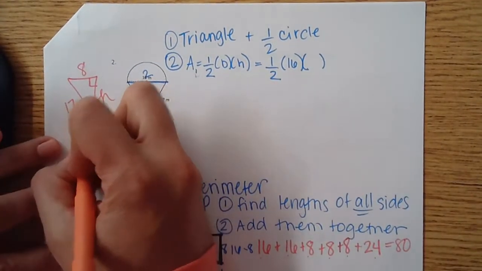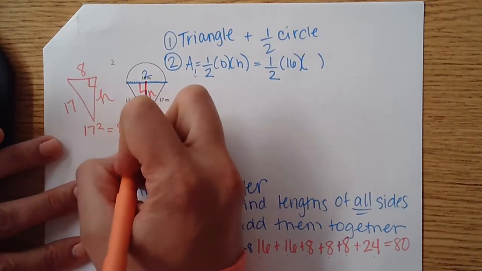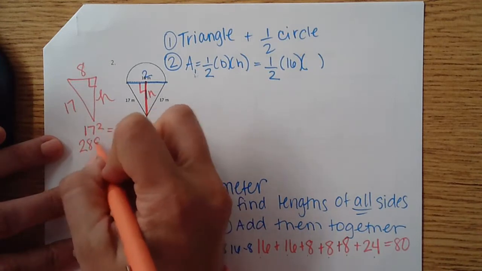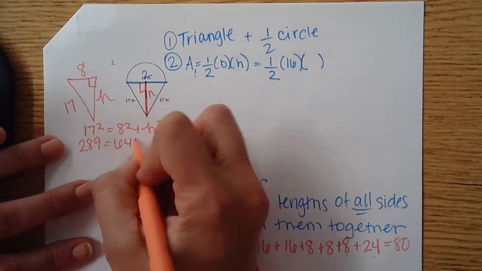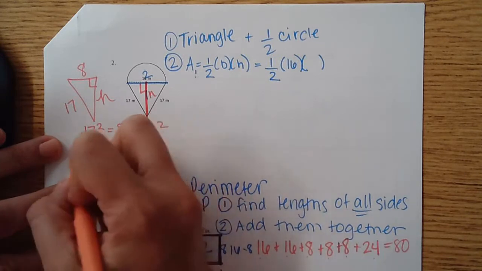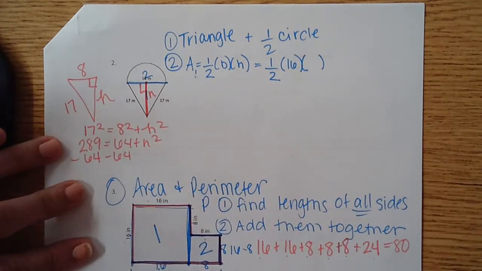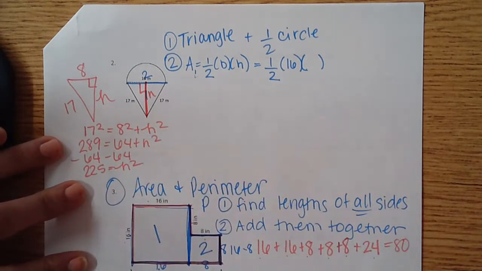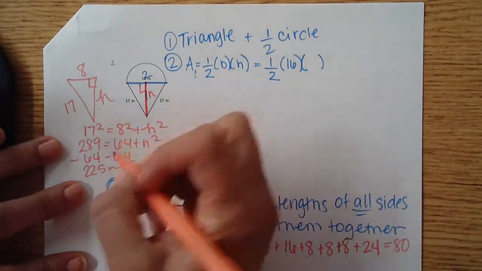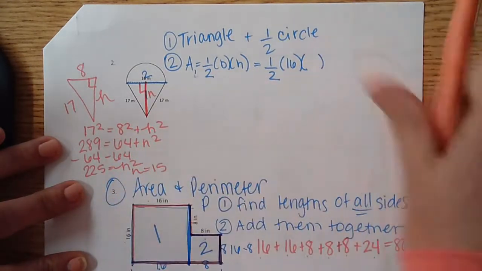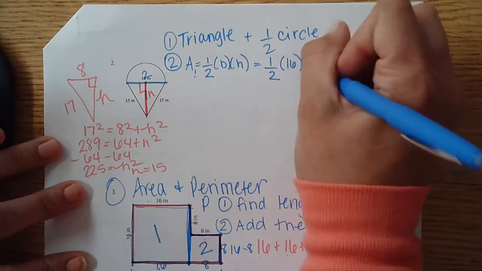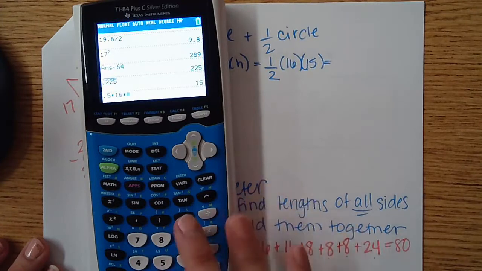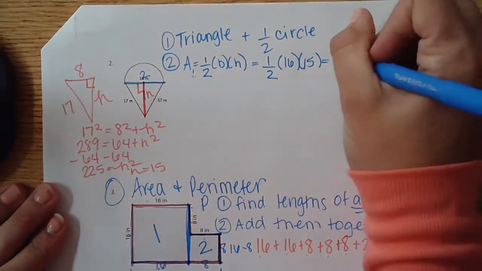I use the Pythagorean theorem. 17 squared is equal to 8 squared plus h squared. 17 squared is 289, equals 64 plus h squared. 225 equals h squared. The square root of 225, h is equal to 15. So I can plug that in. I do 0.5 times 16 times 15, which is 120.